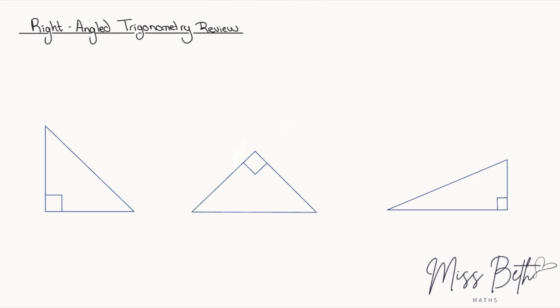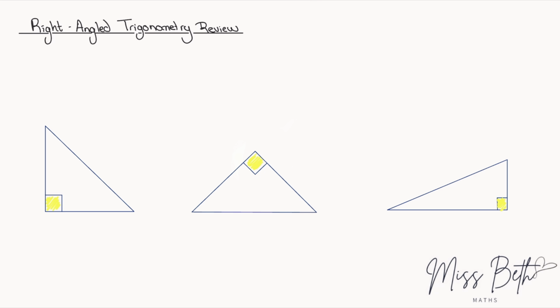So here we have three right-angled triangles. Now note that they're all orientated slightly differently. So this is something to be aware of. You just need to really highlight to yourself where the right angle is in the shape, okay? That becomes important when we are labeling the sides of the triangle.